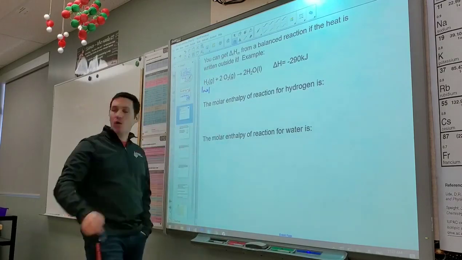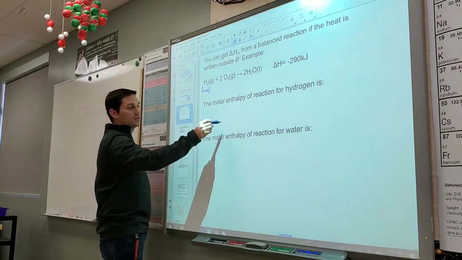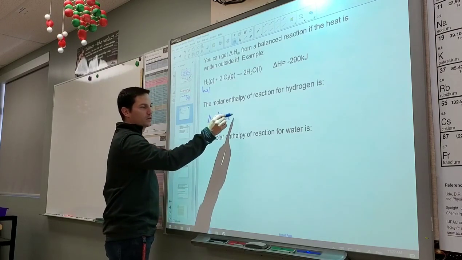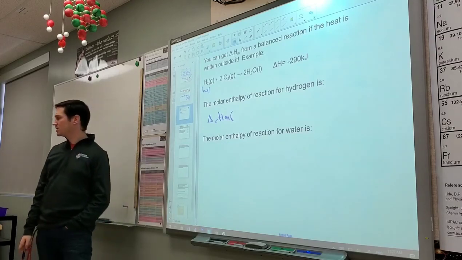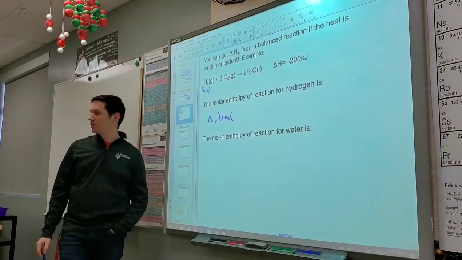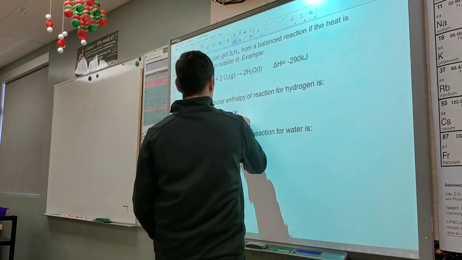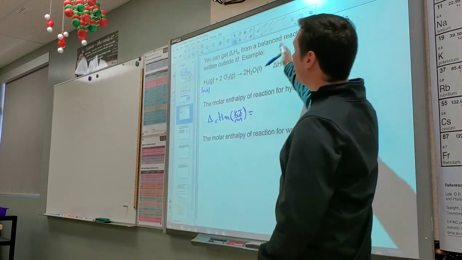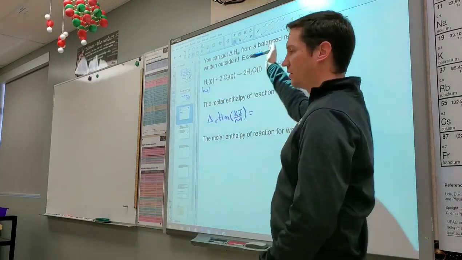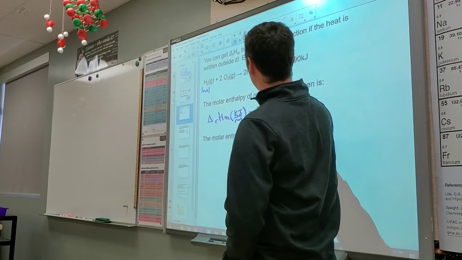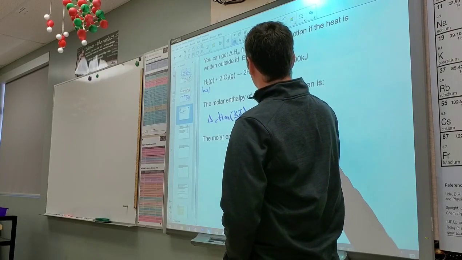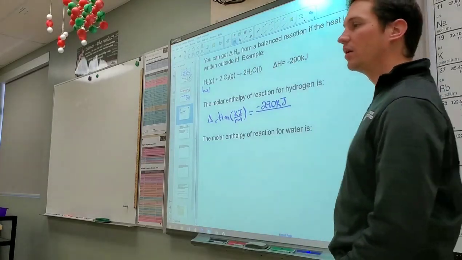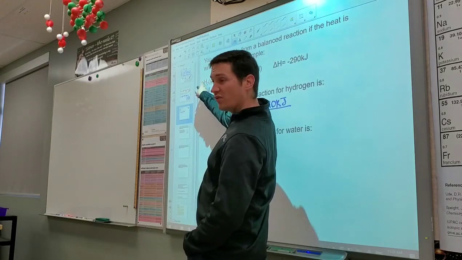So if we wanted the molar enthalpy of the reaction, what's molar enthalpy always measured in? Kilojoules per mole. Do you see anything to do with kilojoules in here? Yes. Negative 290 kilojoules. Do you have anything to do with moles of hydrogen in this reaction? It says 1 mole. The coefficient is 1.